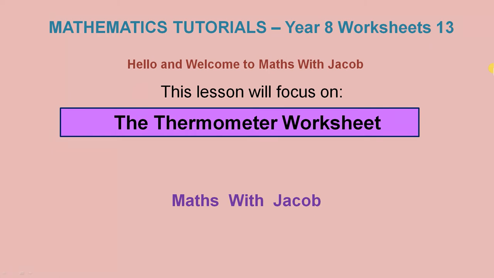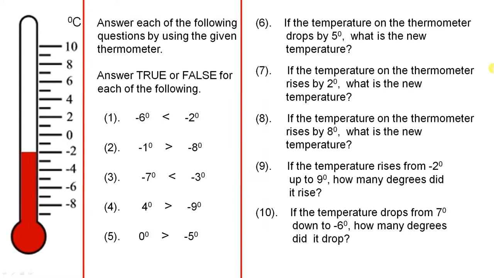This lesson will focus on the thermometer worksheet. So this video presents a worksheet on the thermometer, and we can look upon the thermometer in a similar manner to the number line that we saw in earlier lessons. We can look upon it as a vertical number line because it has positive numbers on it, a 0, and negative numbers.